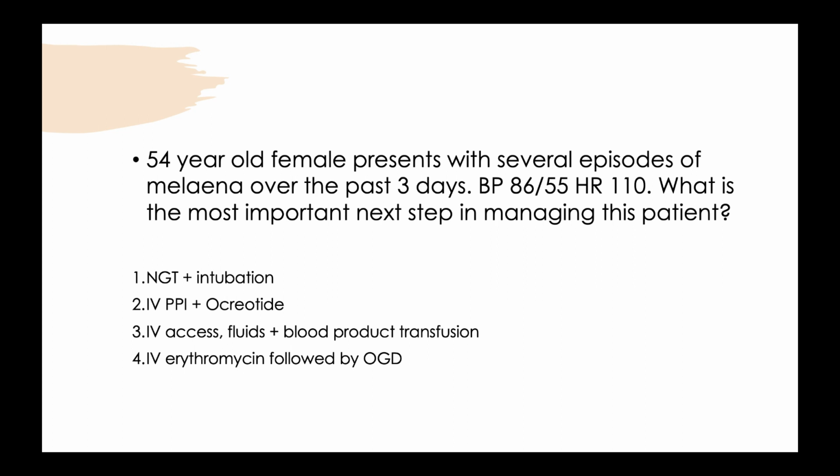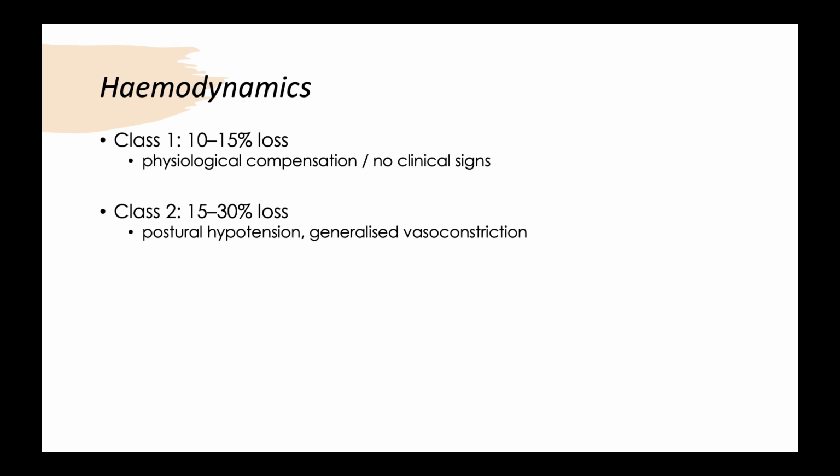So here's a brief case just to start us off. You've got a 54-year-old female who presents with several episodes of melena over the past 3 days. Her blood pressure is 86/55 with a heart rate of 110. So what would be the first thing you would consider doing? The thing you would do first is definitely get IV access, put in some fluids, and consider blood transfusions.